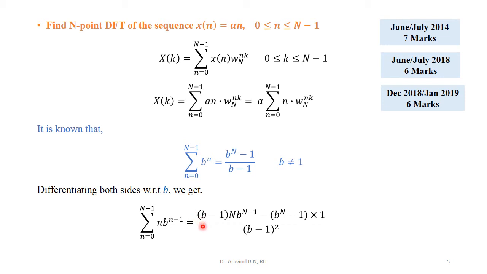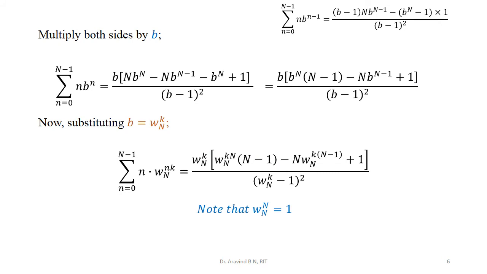So we get this final expression: summation n equals 0 to N minus 1 of n into b to the power of n minus 1 equals (b minus 1) into (N b to the power of N minus 1 minus b to the power of N minus 1 into 1) whole, divided by (b minus 1) whole square. Continuing this, I have just written the same expression we got in the previous slide over here.